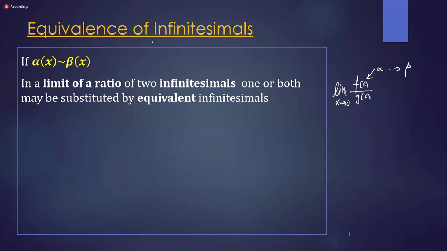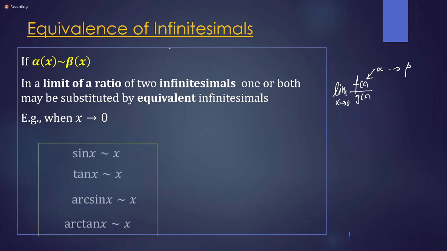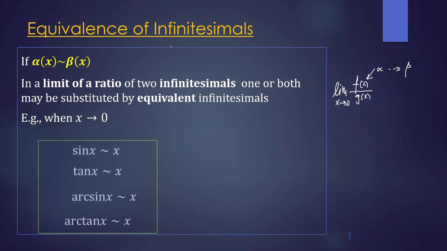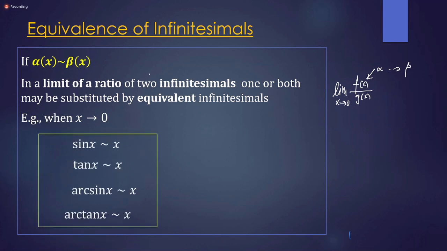Let's see, what equivalences do we already know? First of all, when x tends to 0, we already know these. Because the ratios of sine x to x, tangent x to x, arc sine to x, arc tangent to x, all these limits are equal to 1. That means that sine x is equivalent to x, tangent x is equivalent to x, and so on. Also, they are equivalent among themselves, of course, in this situation.